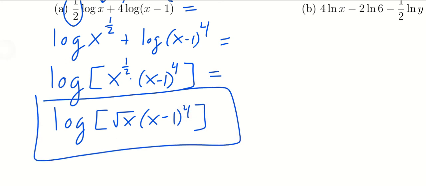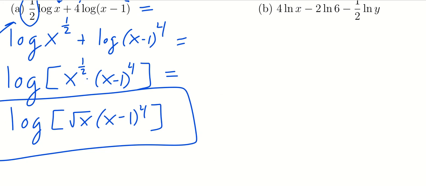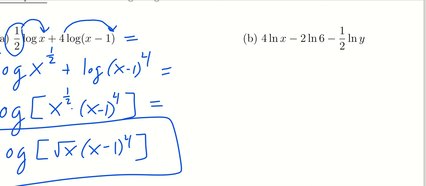We've taken what was 2 logs in the beginning, and we were now able to condense them and write the answer as just a single logarithm. It's the log, and on the inside we have the product of the square root of x with x minus 1 to the fourth. Let's take a look at the next one.